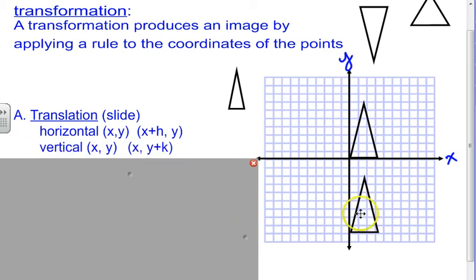Okay? If you want to go up or down, you would add or subtract to the y, just like we did. We could add 9, we could subtract 9 from all of the y's, and that's how you slide a figure up or down. If you want to slide the figure left or right, notice we're now adding to the x, or we could subtract from the x. Okay?